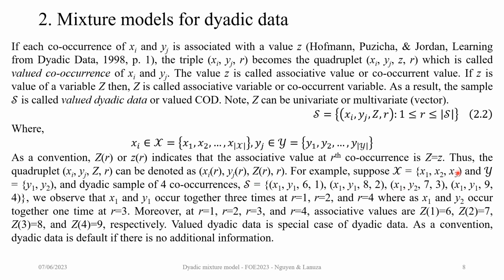For example, suppose S and Y and the dyadic data of four co-occurrences. We observe that S1 and Y1 occur together two times, whereas S1 and Y2 occur together one time at r equal 3. Moreover, for r equal 1, 2, 3, 4, the associative values are 6, 7, 8, and 9 respectively. Valued dyadic data is a special case of dyadic data. By convention, dyadic data is the default if there is no additional information.